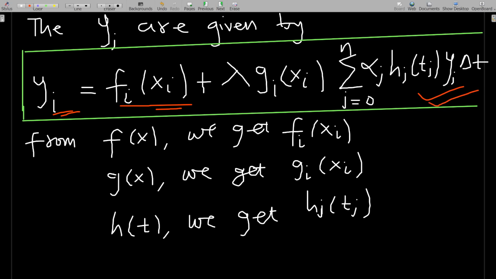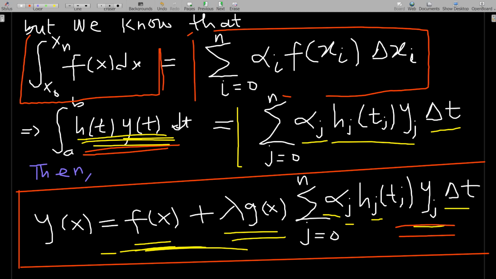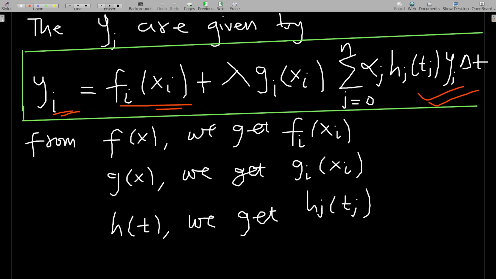We've already talked about this. You use this method to find your y's, and after finding them, you put them back here wherever you see yj, to simplify the sum, and then you get your solution. So it's a 2-in-1 problem. From f of x we can get fi of xi, and likewise for g of x and h of t. Now the question someone may ask is, what is my delta t and what is my alpha j? These come from the various rules of numerical integration.